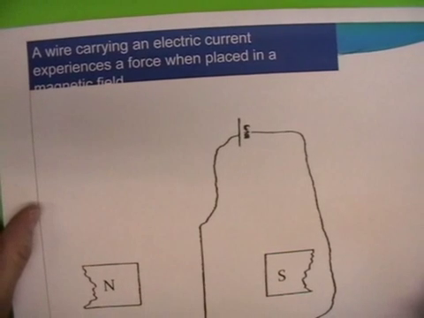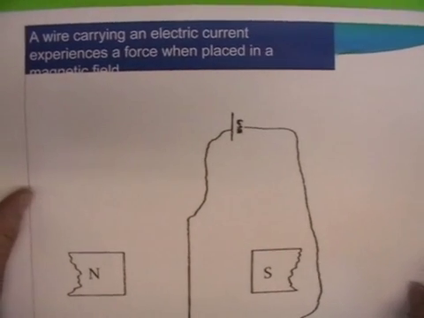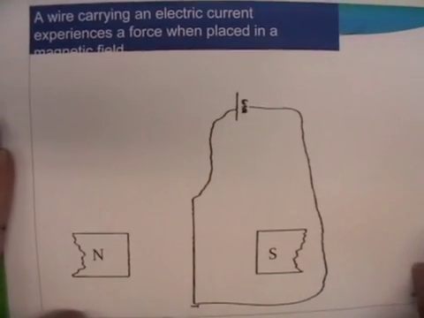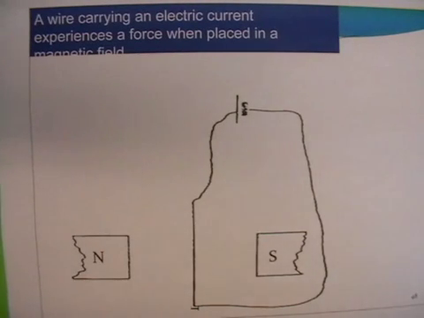Now, the last part of this section is explaining why a wire which is placed in a magnetic field and is carrying a current will experience a force. So it says a wire carrying an electric current experiences a force when placed in a magnetic field.